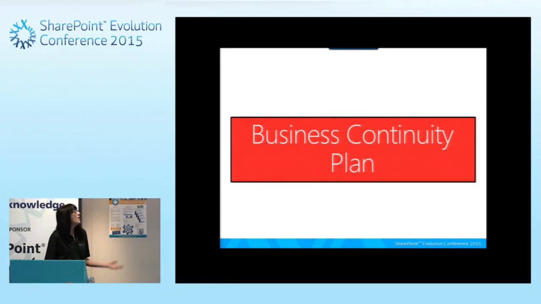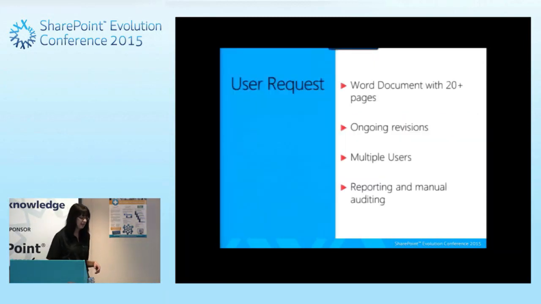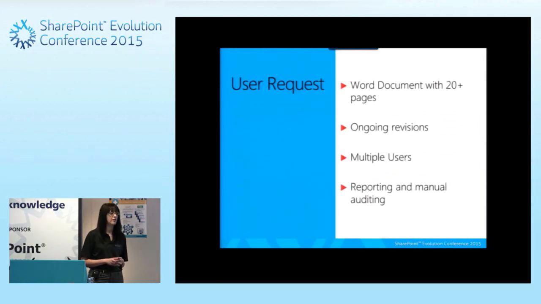So one of the first things that I got introduced to InfoPath was our business continuity plan. And they came to me and said, okay, we've got this 20-page document. We want to be able to put it on SharePoint and have our users use it. I'm like, okay, that's great. So what are you going to do with it after you get done putting it out there?